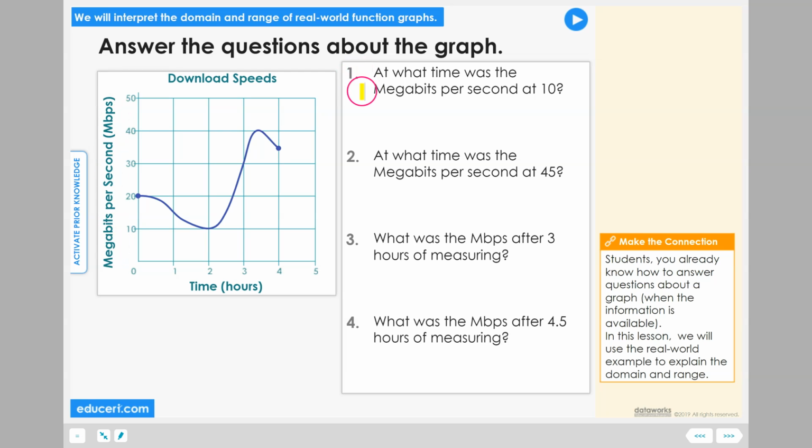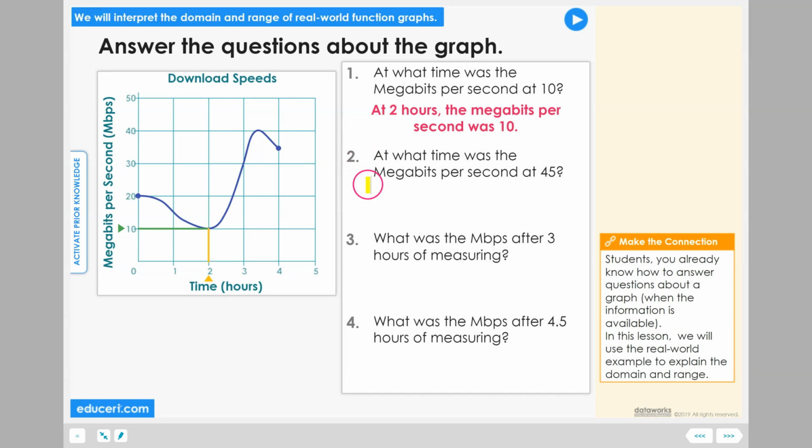Question number 1. At what time was the megabits per second at 10? To answer this question, we take the given information and find at what time this happens. To use the graph, we come and we find 10 megabits on the graph, and we track that till the graph crosses at 10 and find at what time this occurred. We see here that at time equals 2 hours, the megabits per second was the value of 10. At 2 hours, the megabits per second was 10.